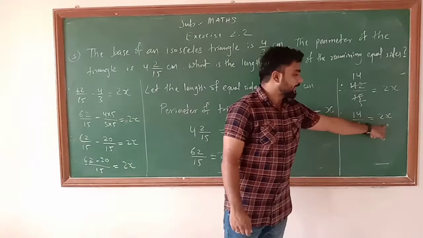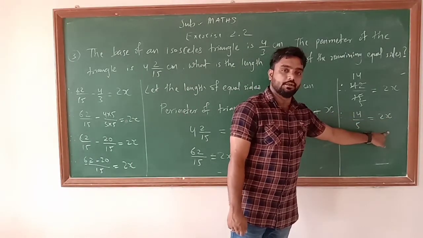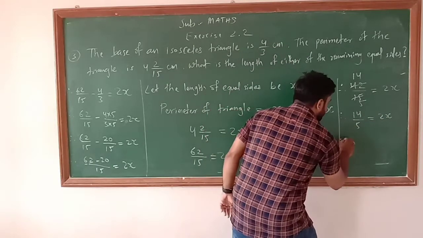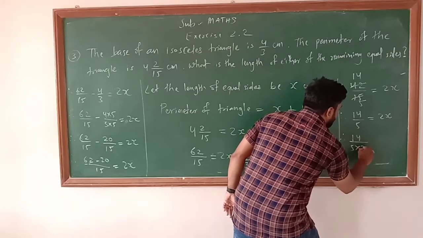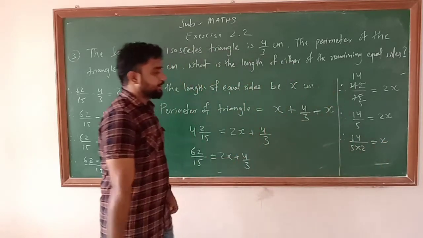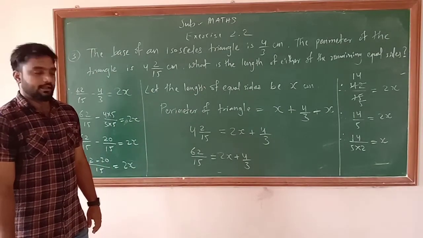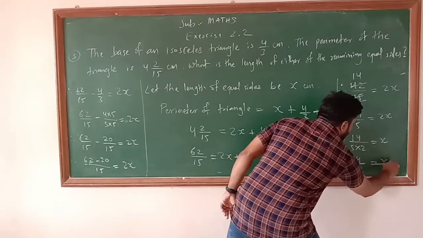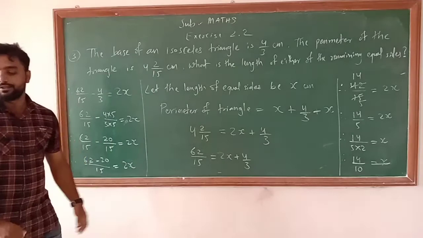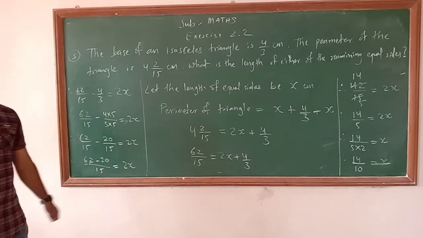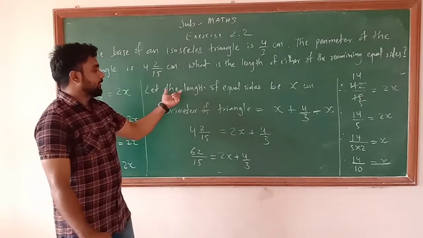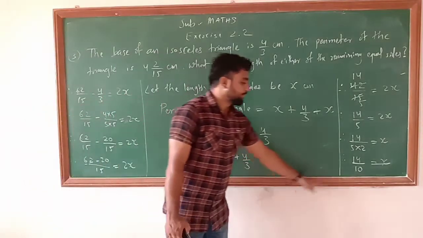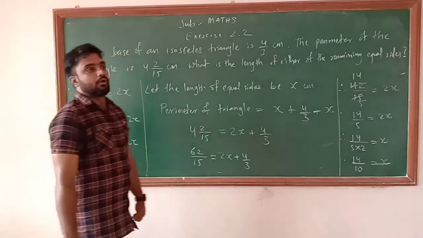As I told you, only x should remain, only the variable should remain on one side. Okay, that means what? Since we change the side, where will it go? In the denominator. So therefore 14/5 multiplied by 2 is equal to x. So 14/10 is equal to x. Okay, 14 upon 10. This is the value of x. It means the length of the equal sides of the triangle, both of the sides, will be 14 upon 10 and 14 upon 10.